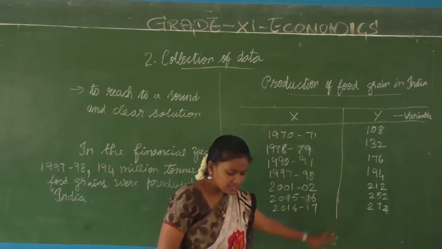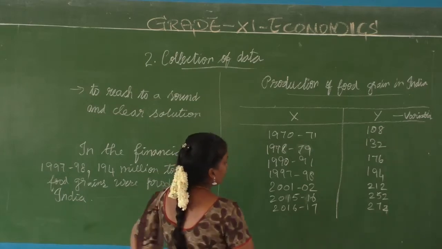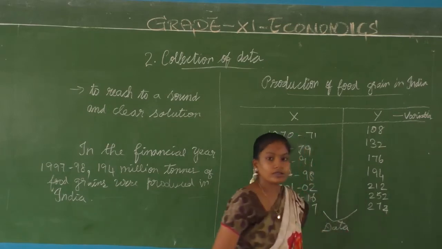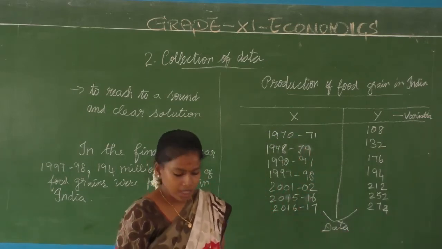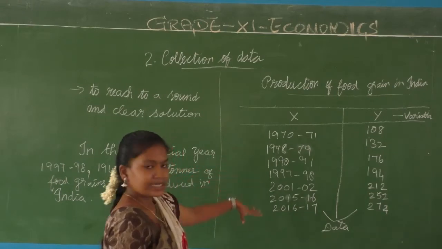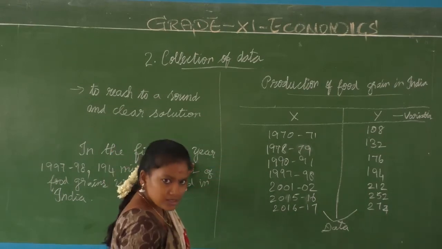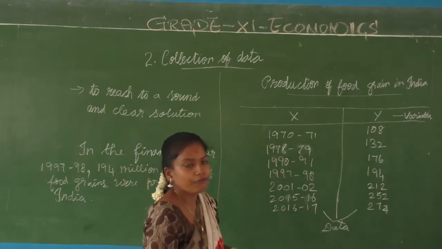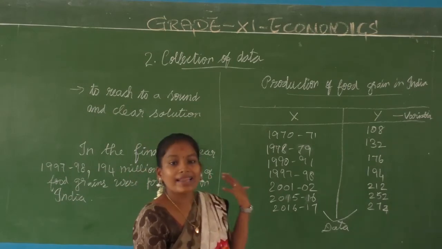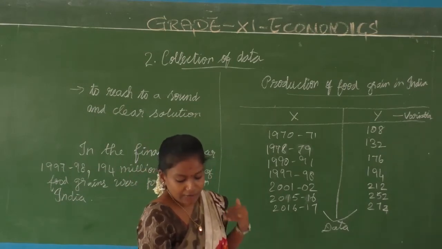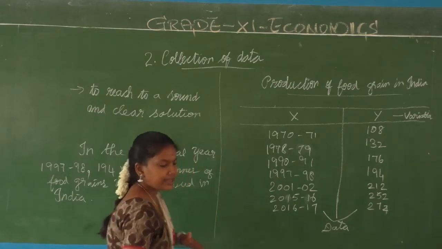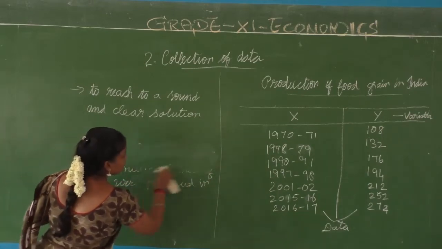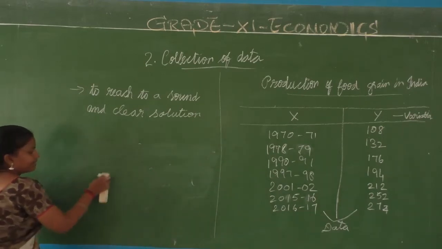And the value of these variables, how do you call it? We call them data. Right children, this is how you have got the data. Even if they give it in theoretical terms, in sentences, when you represent it in proper order in a tabular form, it is very easy for us to understand and analyze it. That is why we say that data is a tool.